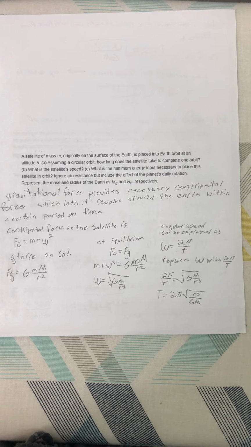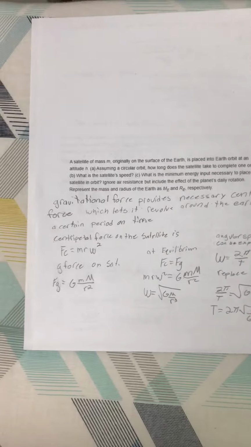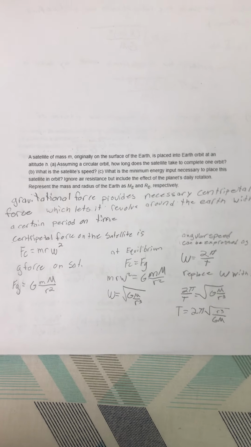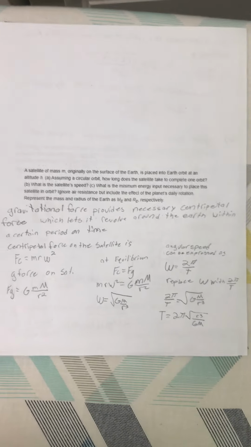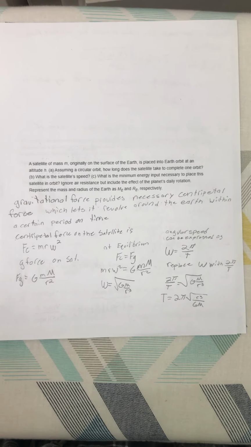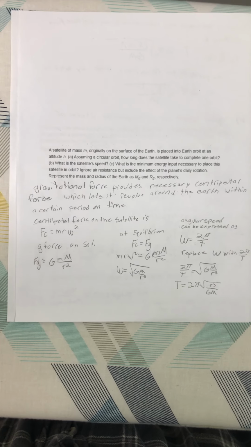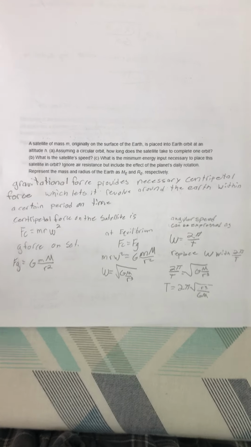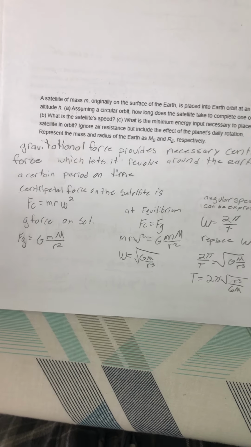Ignore air resistance, but include the effect of the planet's daily rotation. Represent the mass and radius of the Earth as ME and RE, respectively. So we have gravitational force provides the necessary centripetal force, which lets it revolve around the Earth within a certain period of time. So our centripetal force on the satellite is Fc equal to mRw squared.